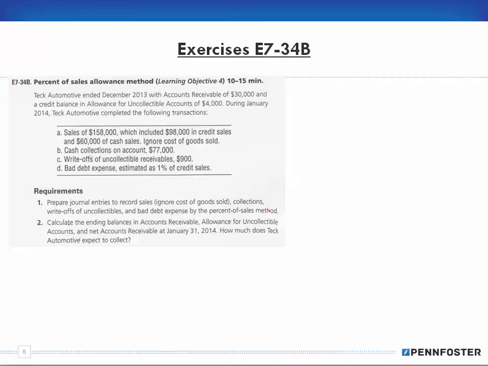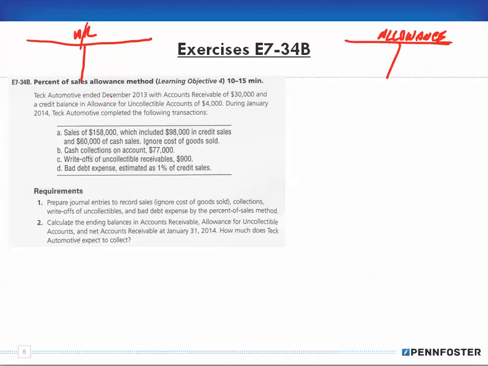estimate of uncollectible accounts. Number 2, calculate the ending balance in accounts receivable, allowance for doubtful accounts, and net accounts receivable for January 31st. How much does Tech Automotive expect to collect? Right, so let's draw a T account up here. Call this accounts receivable, and I'll draw a T account over here, and I'm just going to write allowance, but this is my allowance for doubtful accounts, uncollectible accounts.